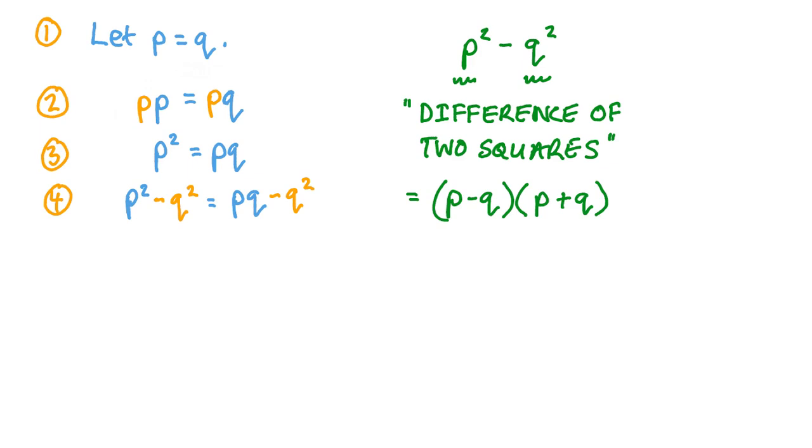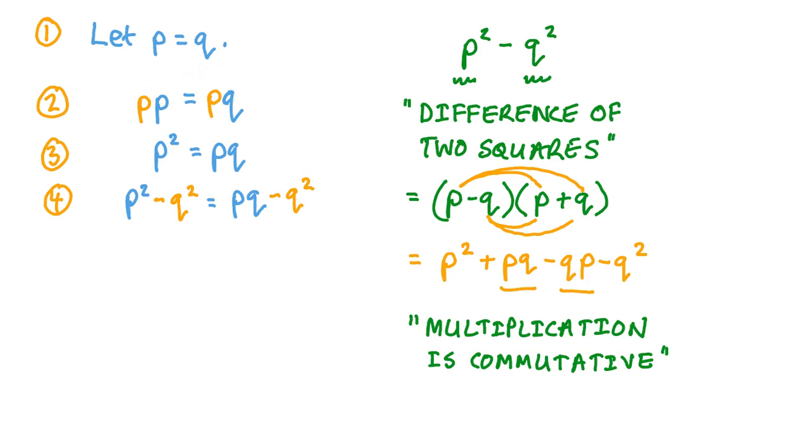So let's just check that. Positive p times positive p is positive p squared. Positive p times positive q is positive pq. Negative q times positive p is negative qp. And negative q times positive q is negative q squared. Now pq means p times q, and qp means q times p.